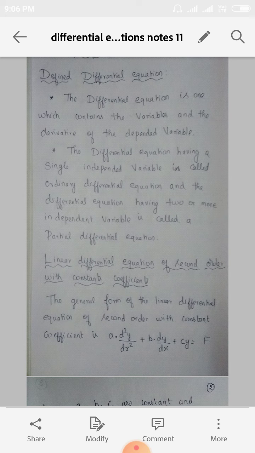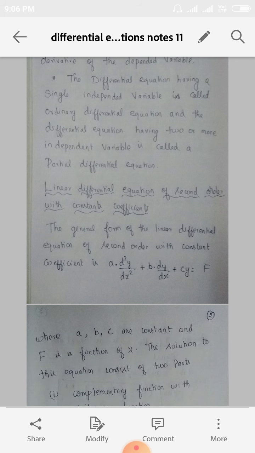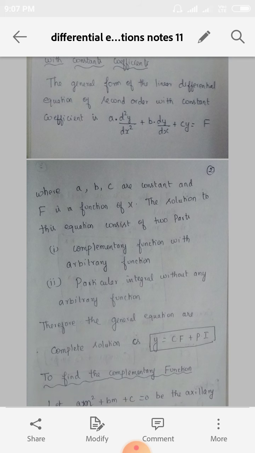The next definition: linear differential equation of second order with constant coefficient. First of all, the general form of the linear differential equation of the second order with constant coefficient is a d square y by dx square plus b dy by dx plus cy is equal to F. This is the general form of the linear differential equation of second order with constant coefficient, where a, b, c are constants, and the right hand side capital F is a function of x.